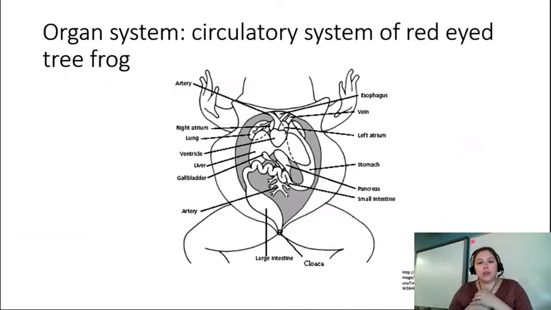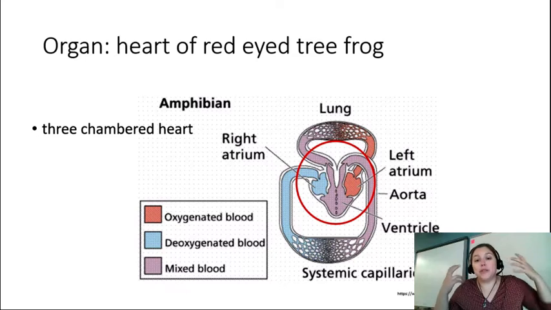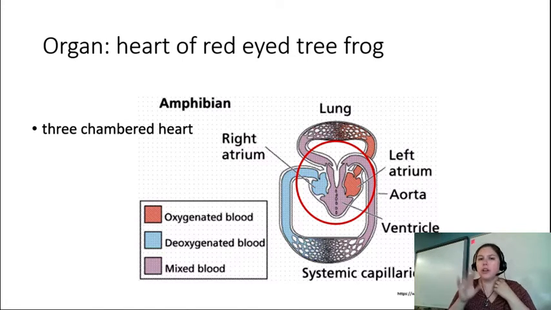And then within the red-eyed tree frog, they have a circulatory system. So I picked an organ system, and that's their lungs and heart kind of work together to deliver oxygen and nutrients to their body. And then I picked a specific organ, the heart, which I circled in red. And amphibians have a 3-chambered heart. So that's different from us with a 4-chambered heart. And we'll learn about that much later in the school year. Okay, so that's the organ that I picked.